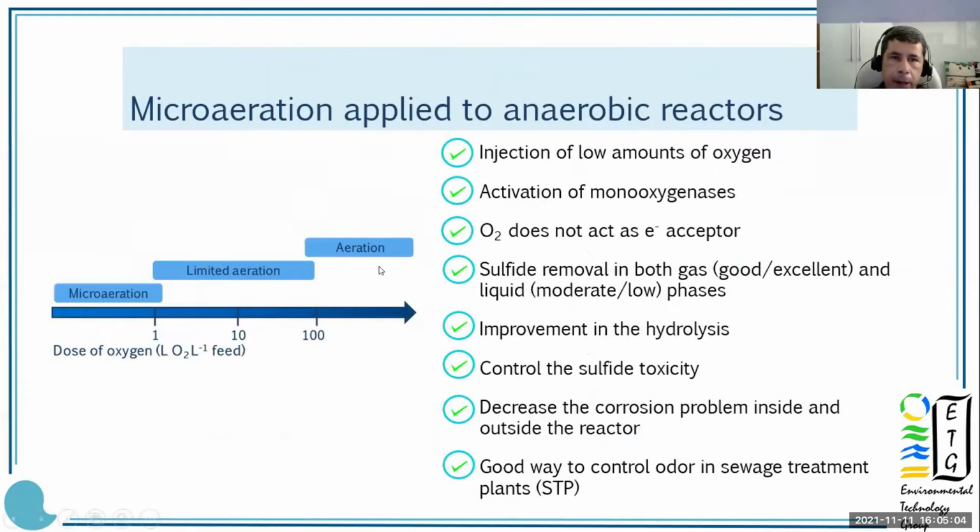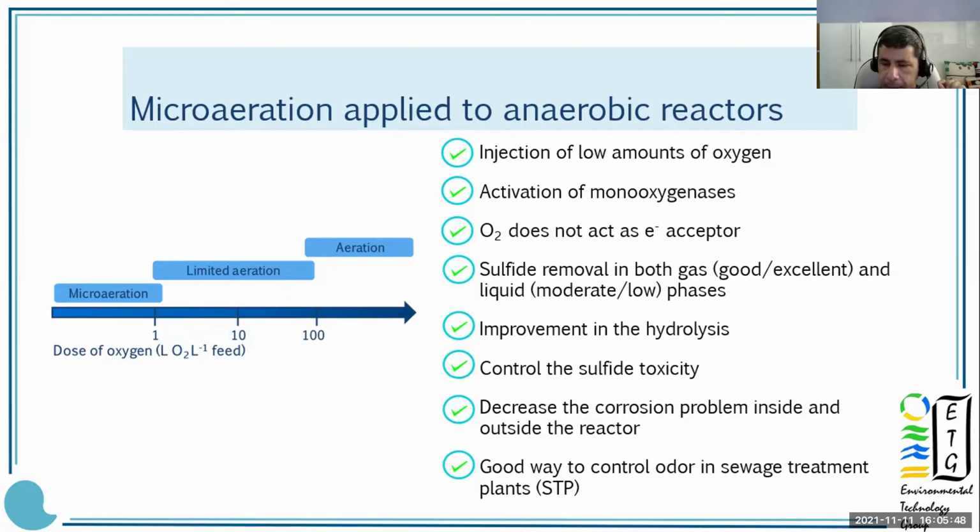So the microaeration consists of the application of very small doses of oxygen, and this oxygen can be pure oxygen, or we apply atmospheric air, which contains 21% of oxygen. So this strategy is much cheaper compared to the pure oxygen introduction. On the other hand, it also presents a kind of risk to the biogas formed, because it will decrease the methane concentration in the biogas.